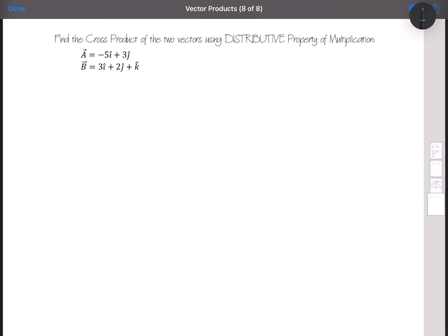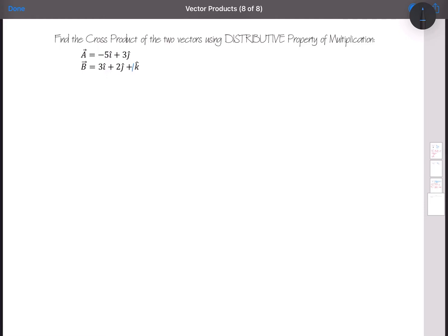Another method in getting the cross product is using the distributive property of multiplication. And so we have here another set of examples. Vector A, that's negative 5i hat plus 3j hat. And then vector B, that's 3i hat plus 2j hat plus k hat, or we have there an invisible value of 1.